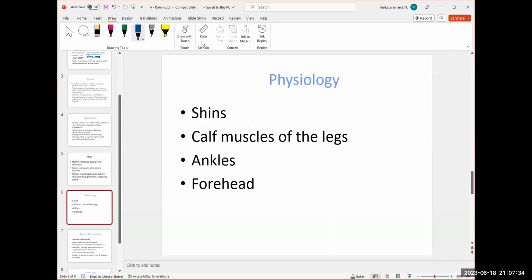Let me ask Mr. Vishal to read the next two slides. Physiology: shins, calf muscles of the legs, ankles, and forehead.